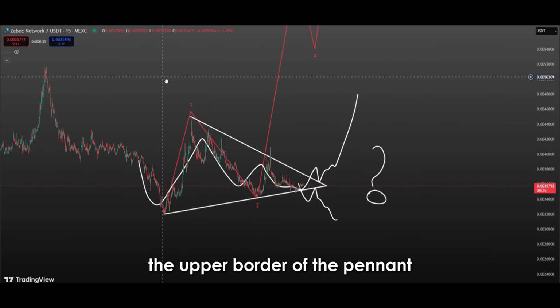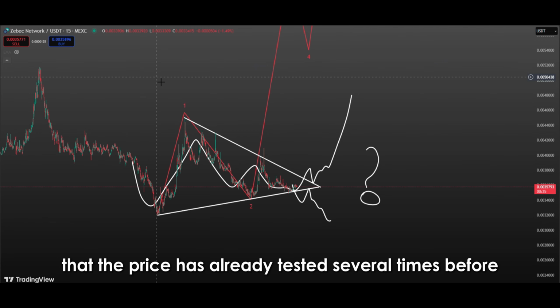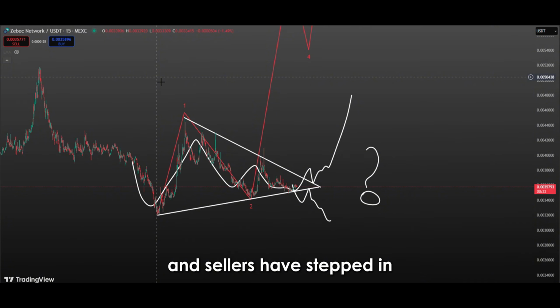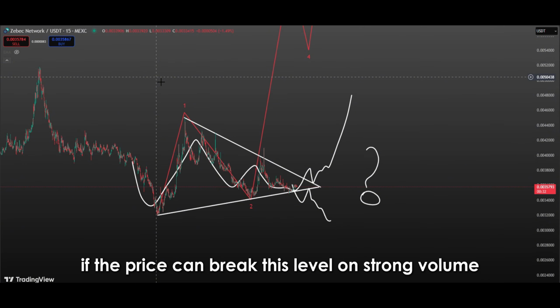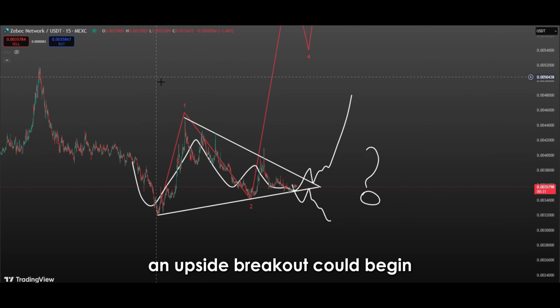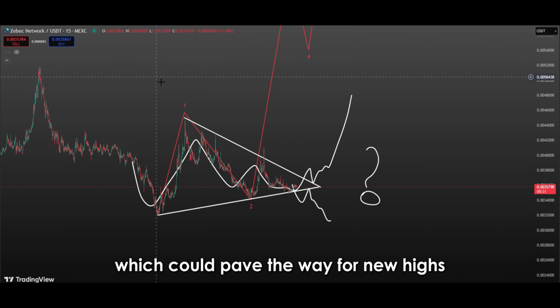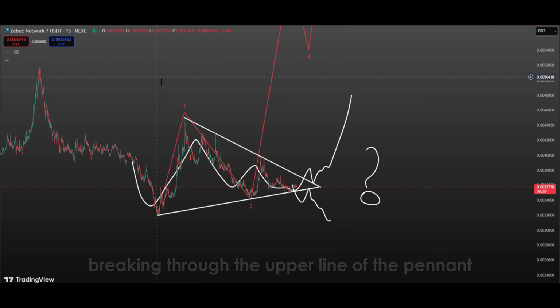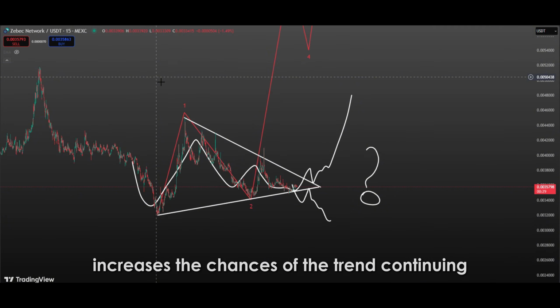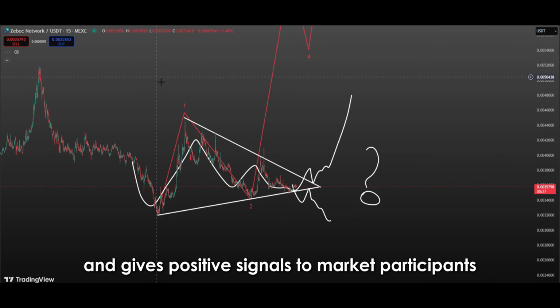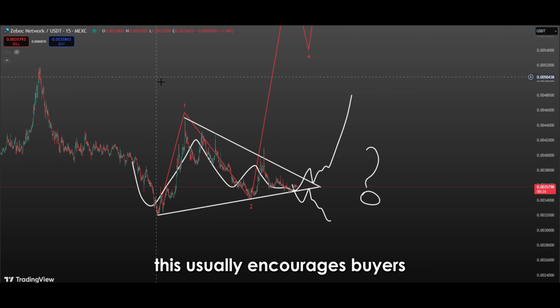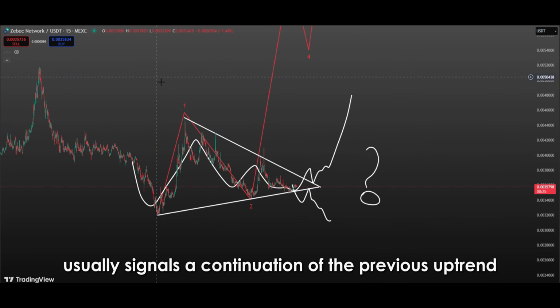Therefore, the most important thing for traders to watch carefully is which level will break. The upper border of the pennant marks a resistance level that the price has already tested several times before, and sellers have stepped in. If the price can break this level on strong volume, an upside breakout could begin, which could pave the way for new highs. In other words, breaking through the upper line of the pennant increases the chances of the trend continuing and gives positive signals to market participants. This usually encourages buyers and leads to larger buy orders. An upside breakout usually signals a continuation of the previous uptrend.